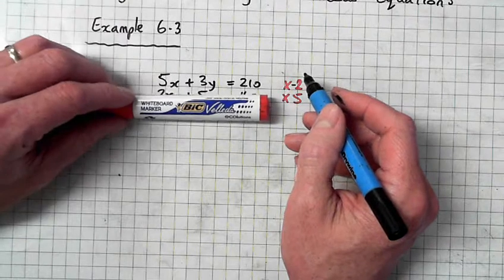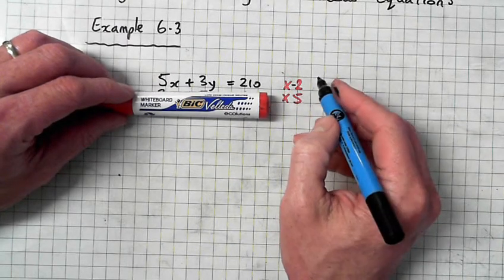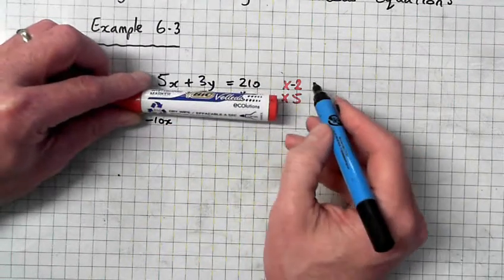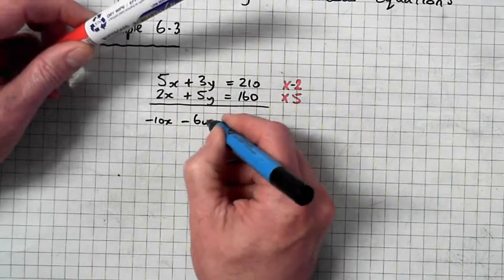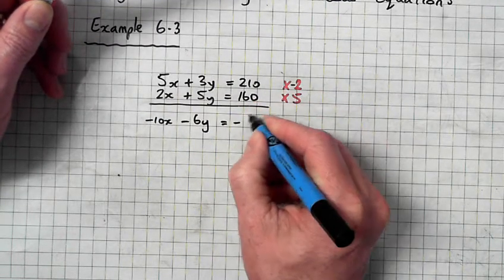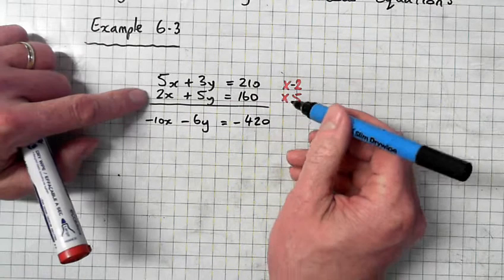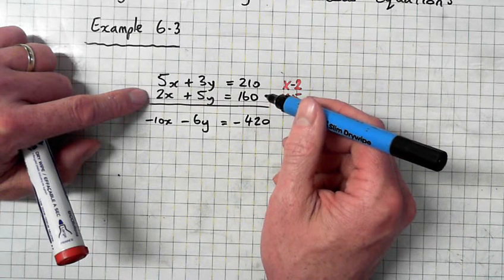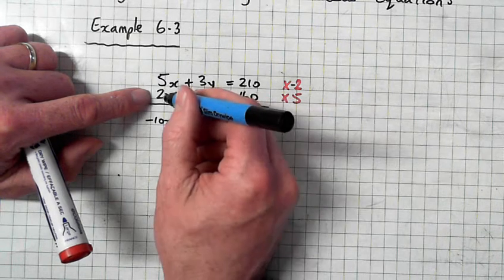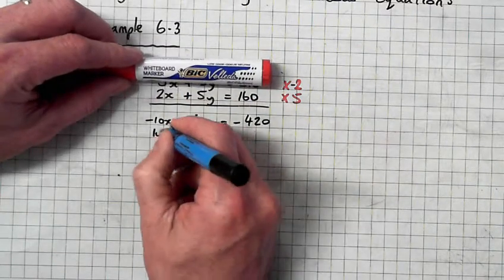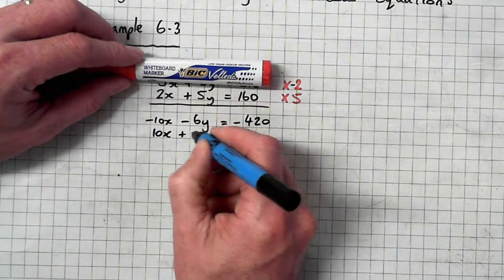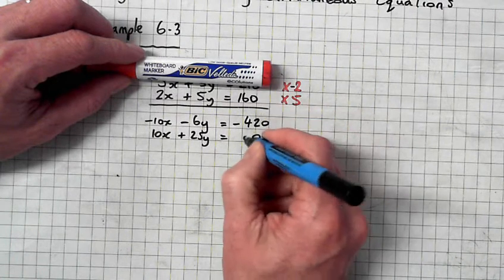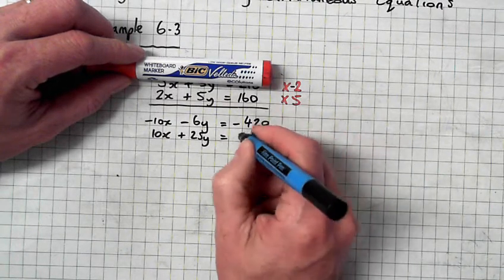So 5x times minus 2 is minus 10x. 3y times minus 2 and 210 times minus 2 is minus 420. Now I'm going to multiply the second line, looking up, everybody, the second line by 5. Five times 5y and 5 times 160. So 5 6 is 30. Carry the 3. 800.